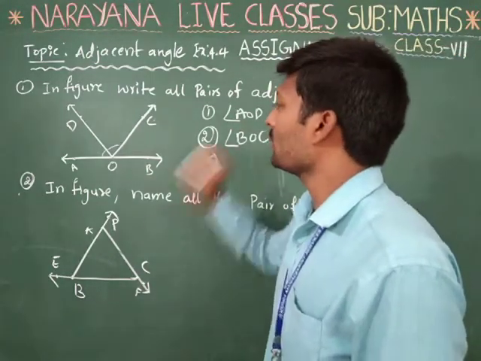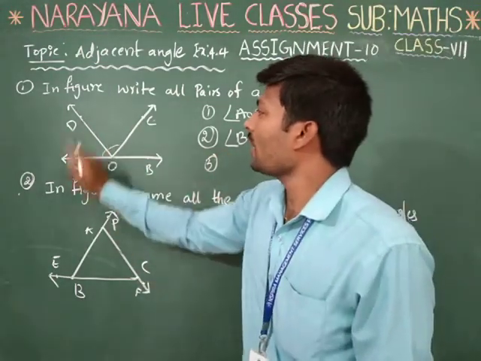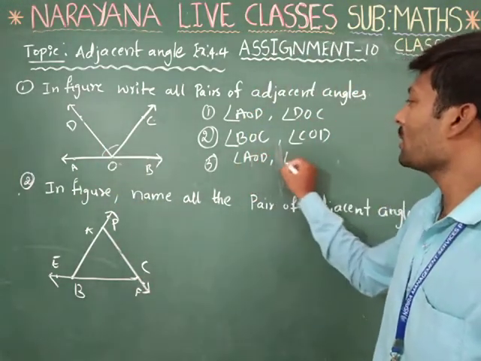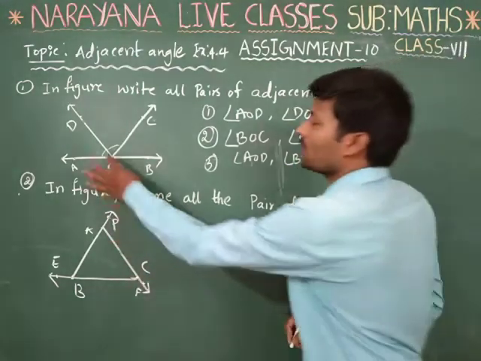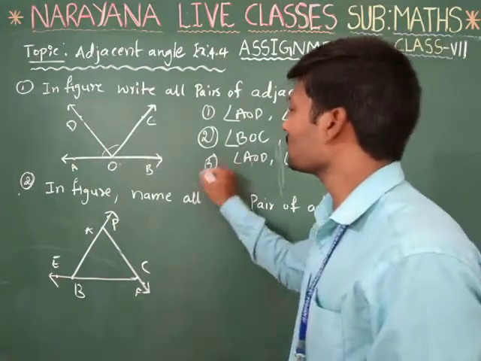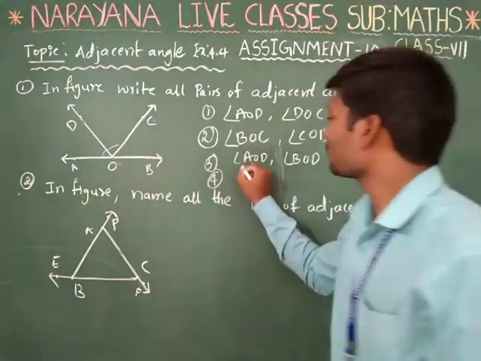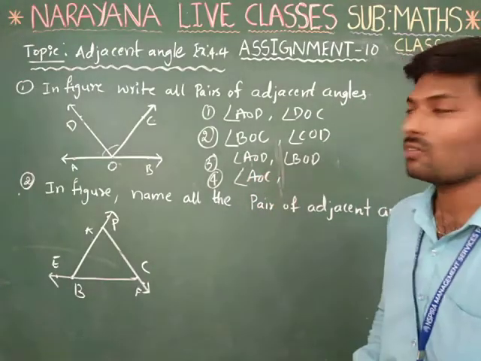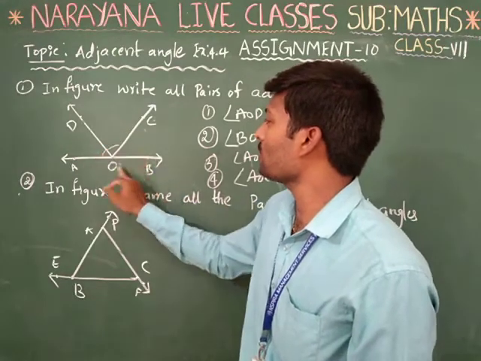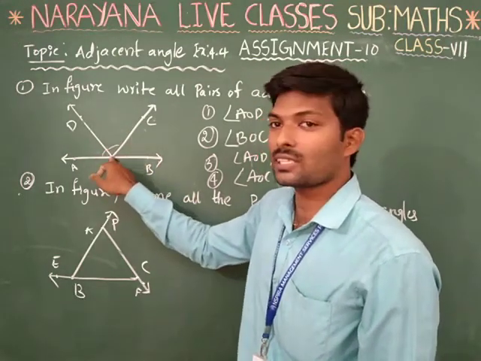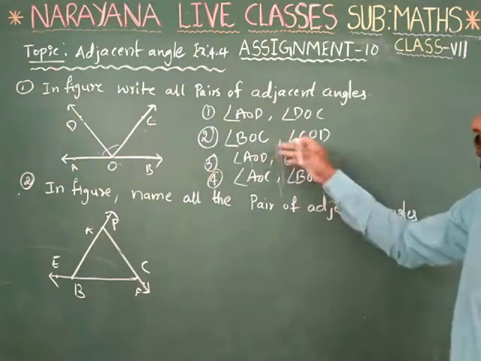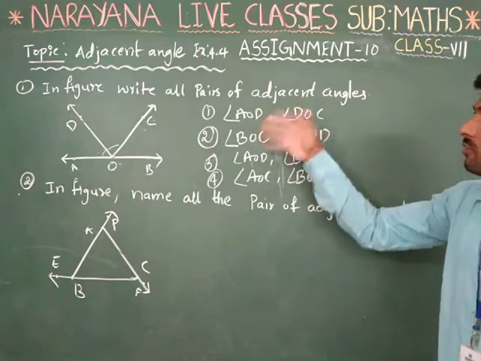Let's take the third one. Next, angle AOD and angle BOD are both adjacent angles. These two angles have a common arm and a common vertex. Let's take one more, angle AOC and angle BOC. These two have a common vertex as well as a common arm. Now these four are the pairs of adjacent angles.